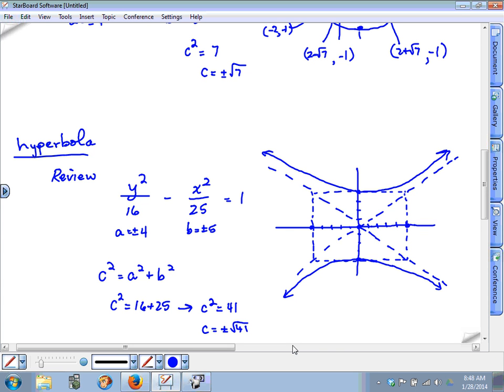Again, just estimate. It's larger than the square root of 36. We know it's greater than 6, but it's smaller than the square root of 49, so it's not greater than 7. It's in between 6 and 7, pretty much right smack dab in the middle. So between positive 6 and positive 7, between negative 6 and negative 7, those are the two foci.